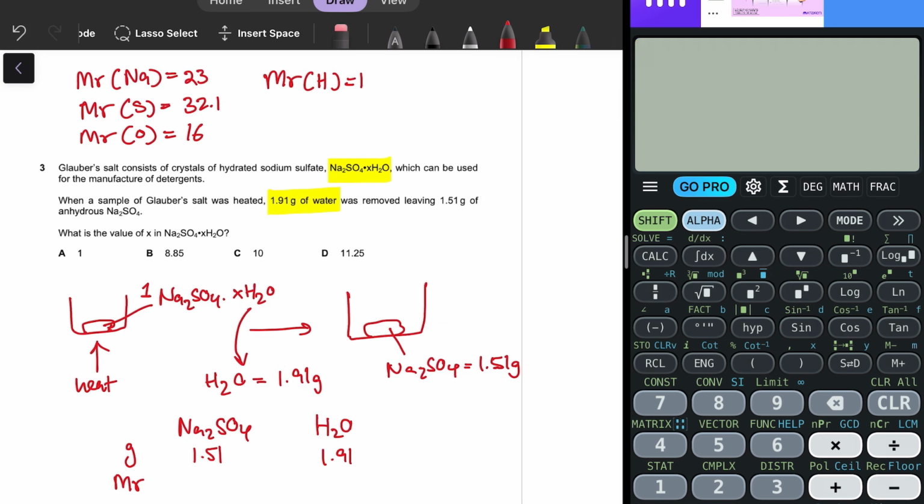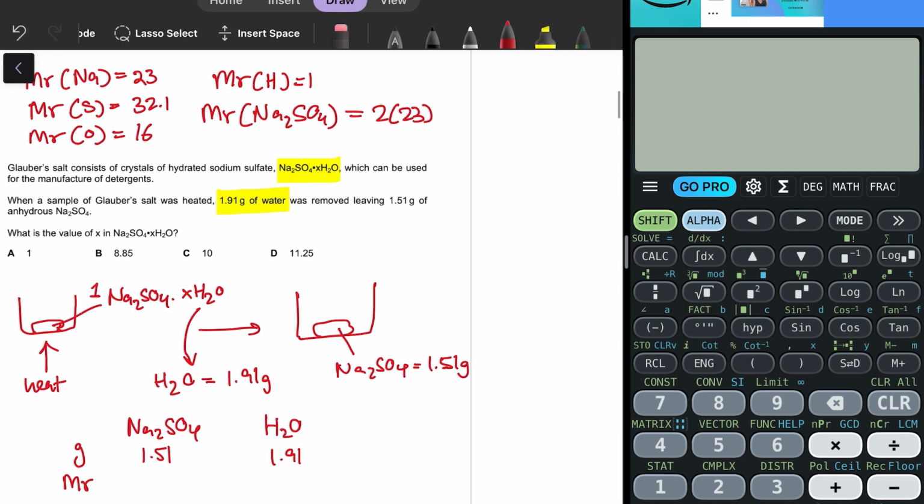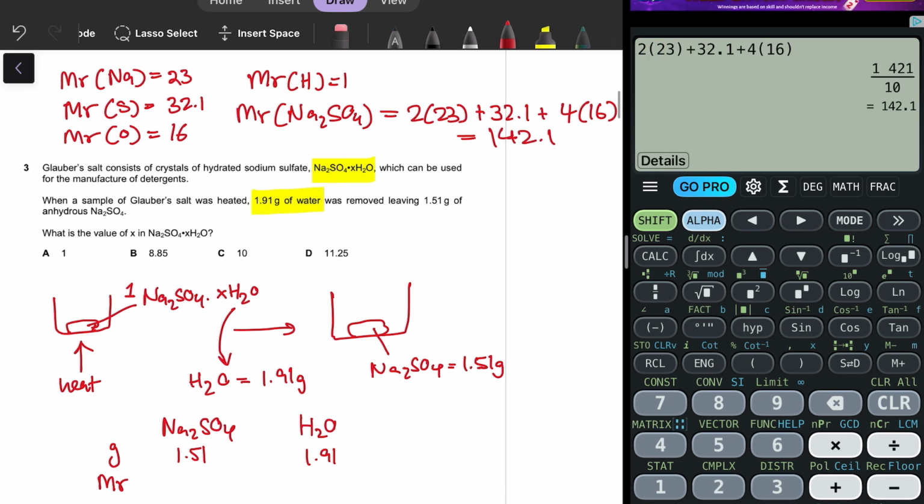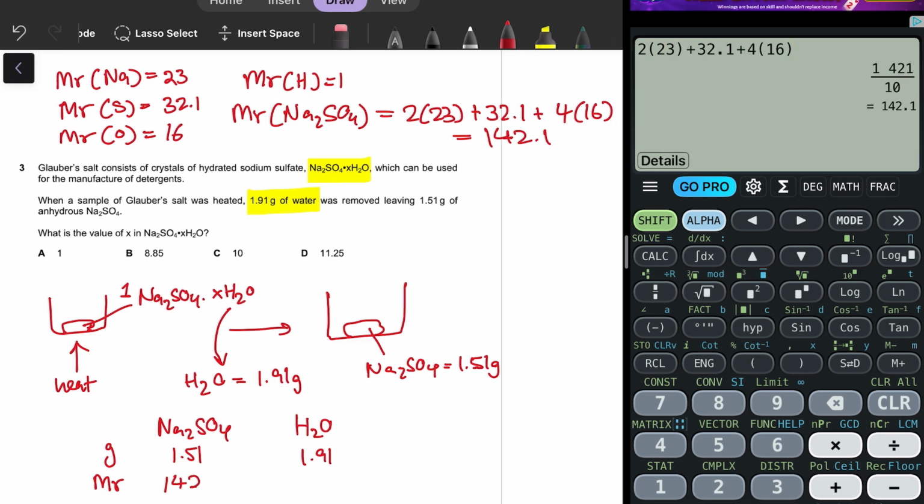So now what we're going to do is calculate the MR of sodium sulfate. What we have is 2 sodium, so 2 times 23, plus 1 sulfur, so 32.1, plus 4 oxygen, which is 16. Type that into our calculators, equals 142.1. So down here, 142.1. To calculate the MR of H2O, it's equal to 2 times 1 plus 16, which equals 18.